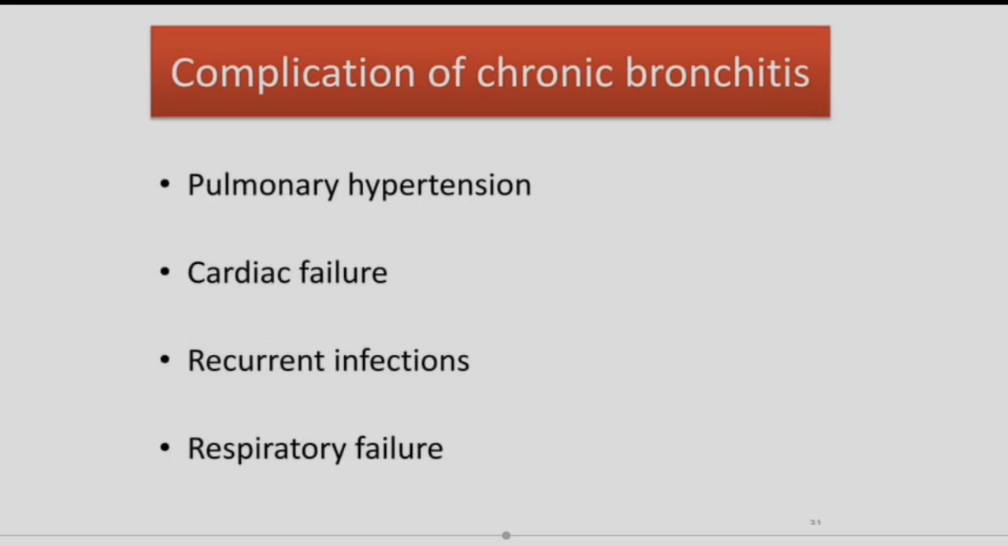Complications of chronic bronchitis: pulmonary hypertension, cardiac failure, recurrent infections, and respiratory failure are all complications caused by chronic bronchitis, similar to emphysema. Now, there is another point to be noted: chronic bronchitis and emphysema are grouped under one single term, which is known as chronic obstructive pulmonary disease.